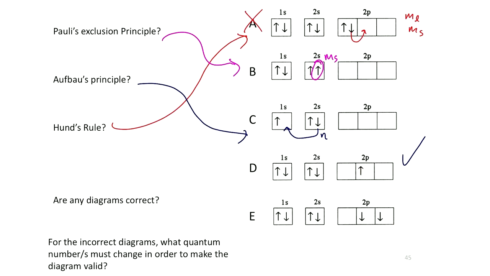Is it boron? Boron, okay. What about E? Is E correct? Yes, it is correct. You don't have to start your electron spin up. They don't have to. Or left to right. So what element's this? Carbon. Okay, so those ones are correct.